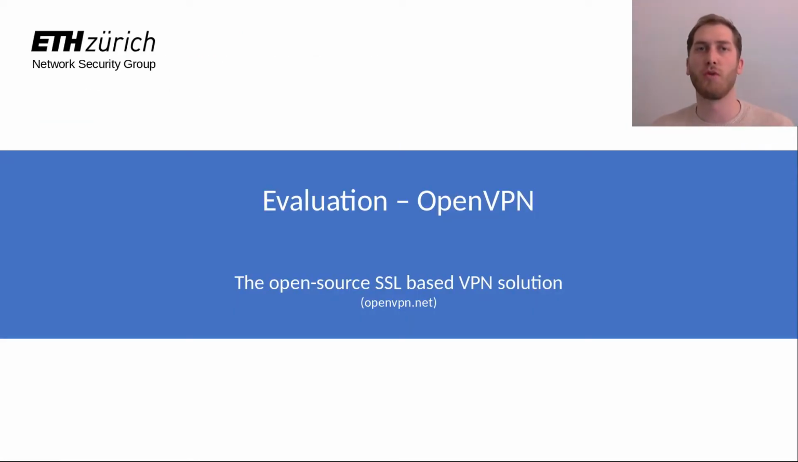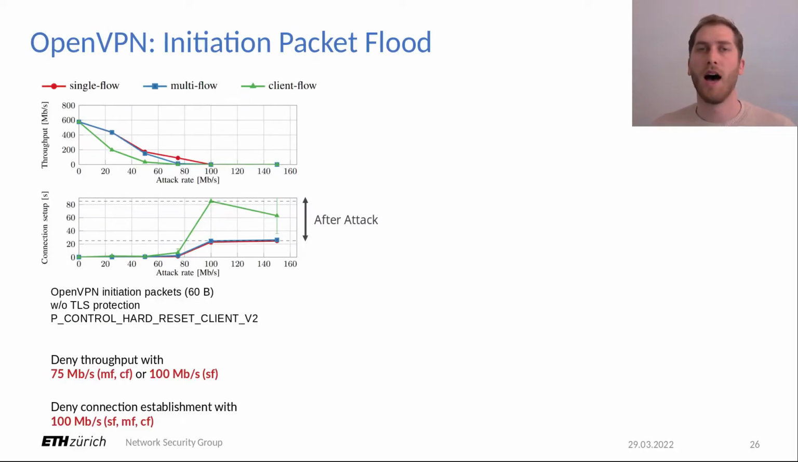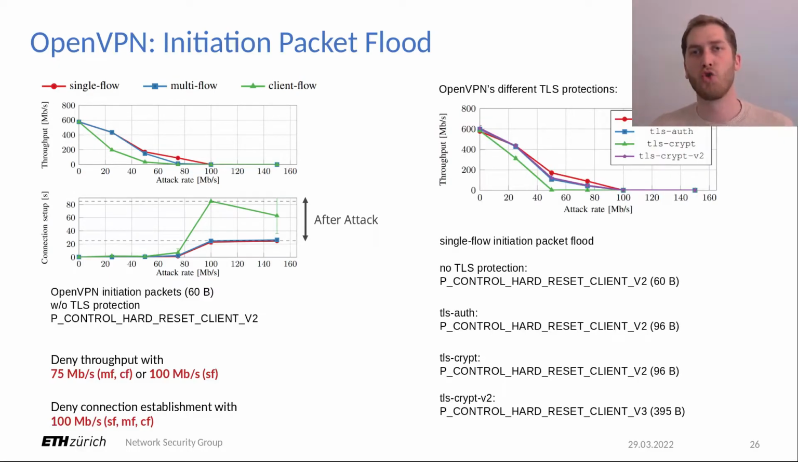Now to the evaluation of OpenVPN. Our evaluation revealed that roughly 100 megabits per second of initiation packets are sufficient to overwhelm the OpenVPN server independently of the attack flow configuration. Throughput as well as connection establishment can be denied. Also, the different TLS protection mechanisms do not have a significant effect on the attack's impact.